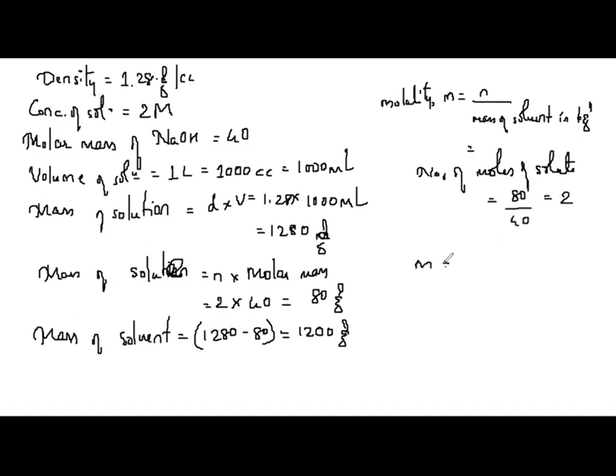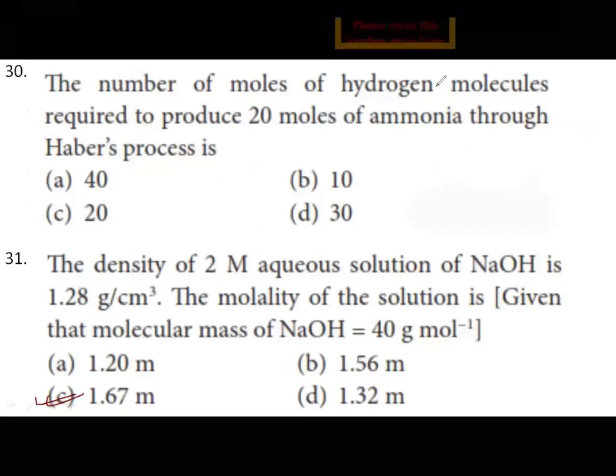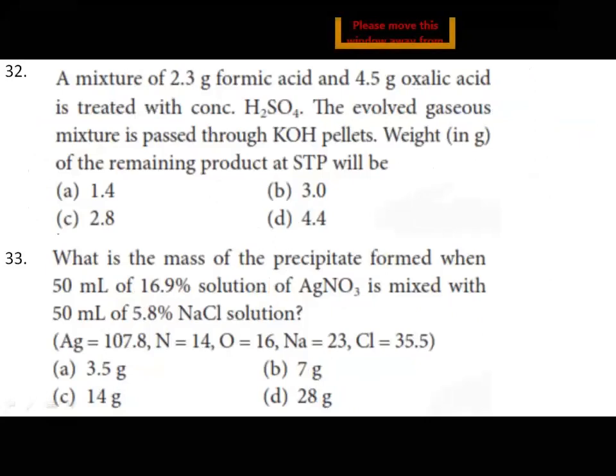So molality M is equal to 2 divided by mass of solvent in kg, 1200. It is in grams. Therefore, I will multiply it by 1000. So what would be the answer? 20 divided by 12. Answer comes out to around 1.67 molar. Yes, 1.67 molar. So let us see, is the option given? 1.67 molar. Okay. So this is how we find the molality.